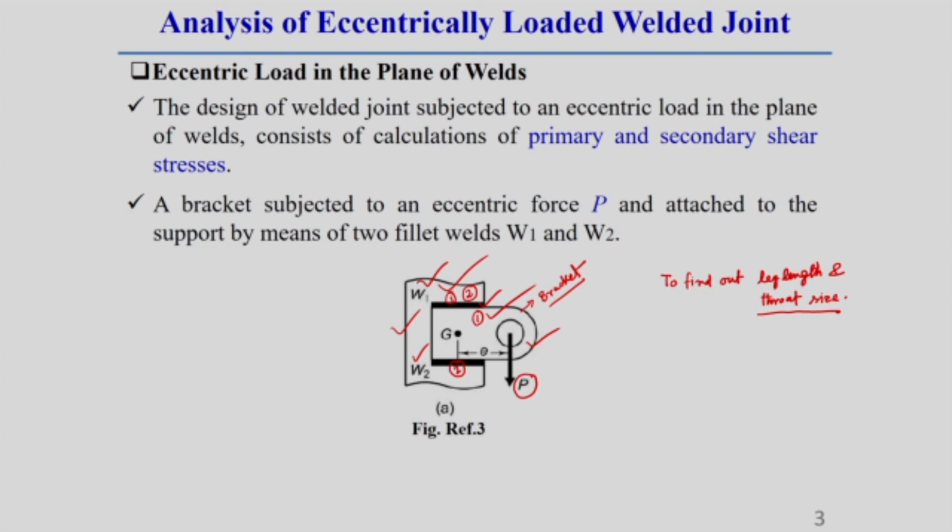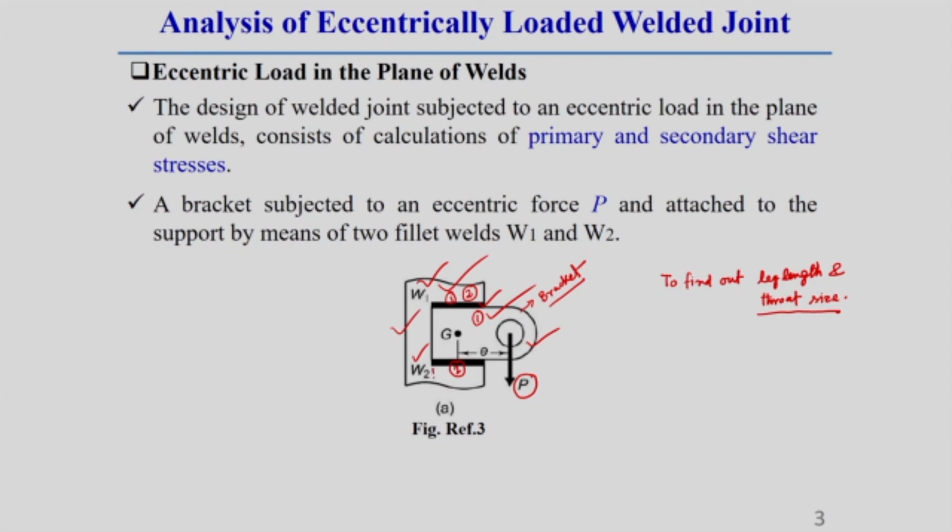The weld is used to connect the bracket with the support, and this support plate I am representing by 1. Here we consider two parallel welds, W1 and W2. For these welds W1 and W2, what should be the throat thickness and the leg length? What are the different steps we have to use? That I will now discuss in detail.